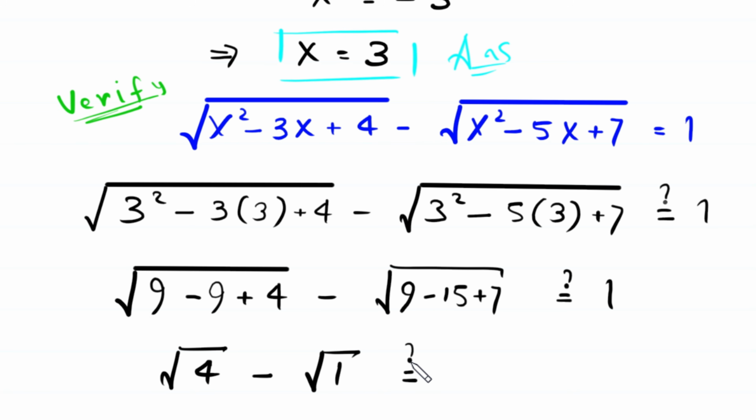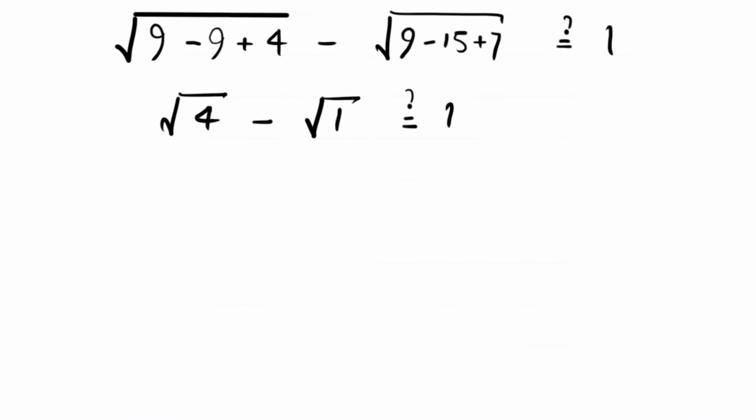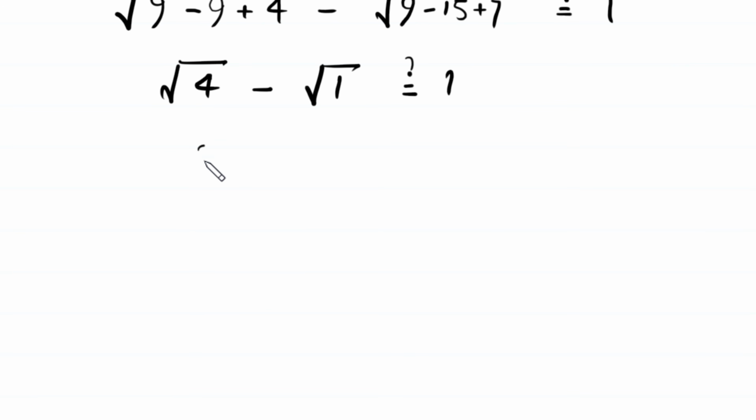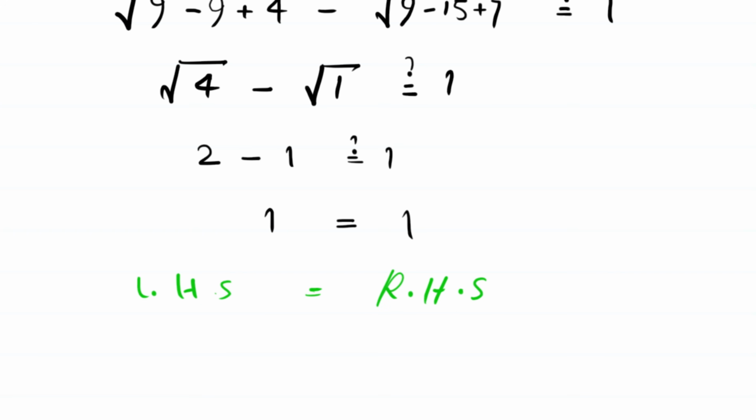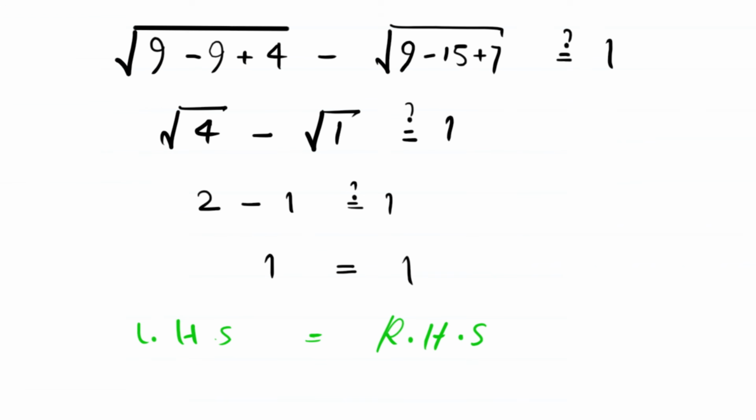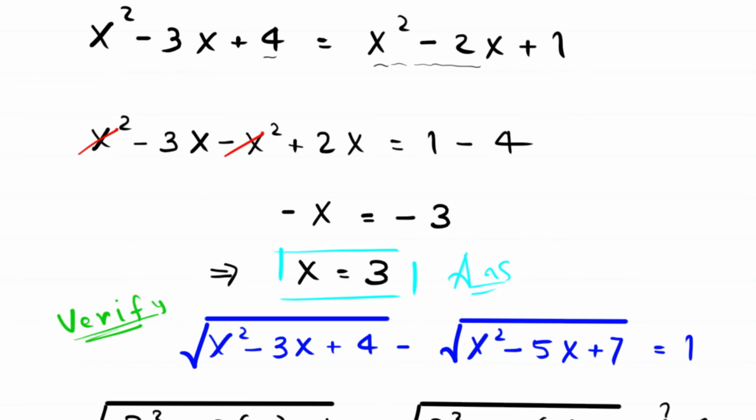Is this equal to 1? Now root 4 is 2 minus root 1 is 1. Is this equal to 1? 2 minus 1 is 1, and 1 is equal to 1. You can see that the left hand side is equal to the right hand side. It means that the value x equal to 3 is a valid solution.